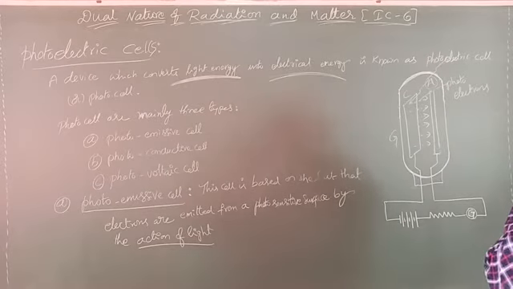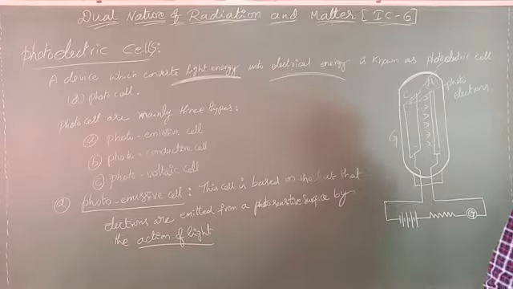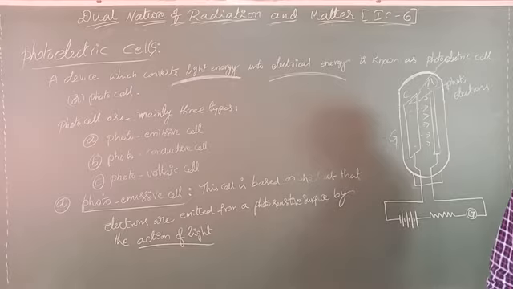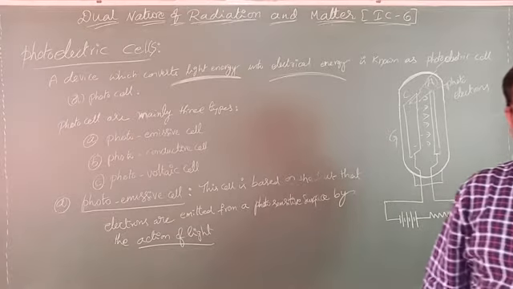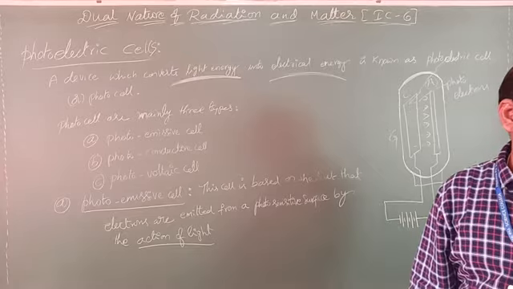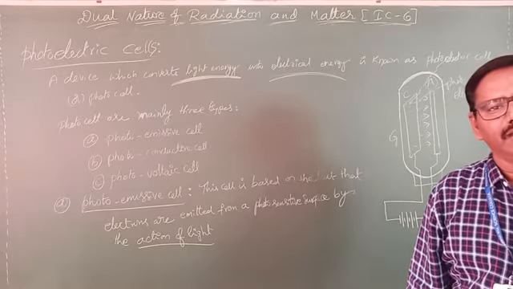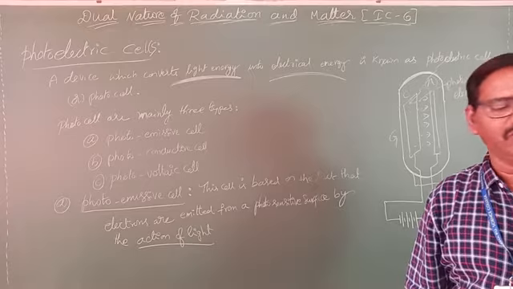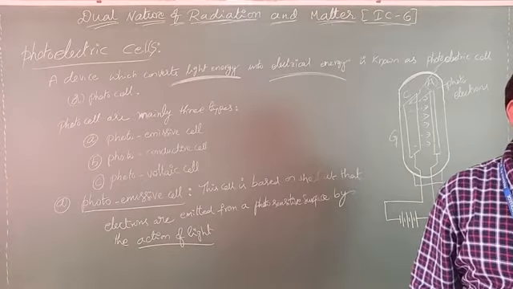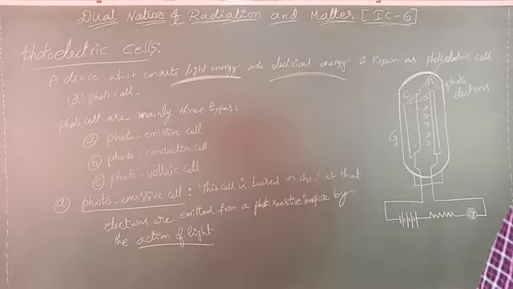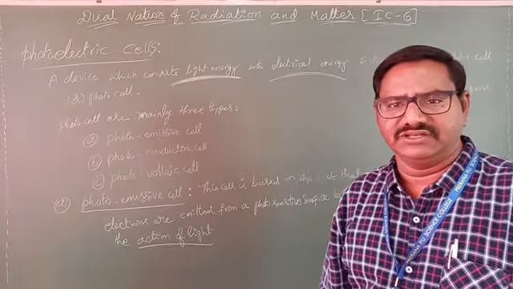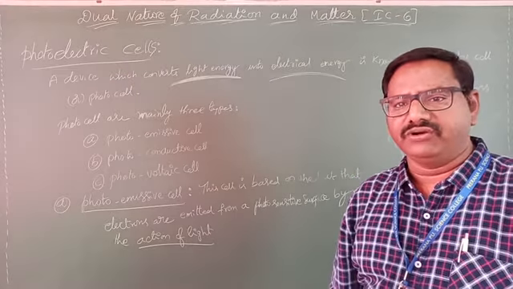Gas photoemissive cells. Clear? The gas filled emissive cells are used in cinematography and in the recording and reproduction of sound. For that only we use the gas filled emissive cell. Okay, clear? And vacuum cells are used for photometry and in televisions. These are all about the photoemissive cell.